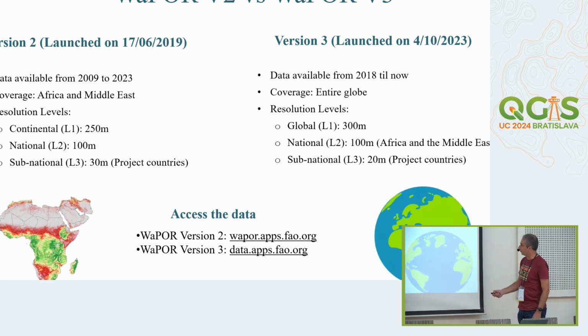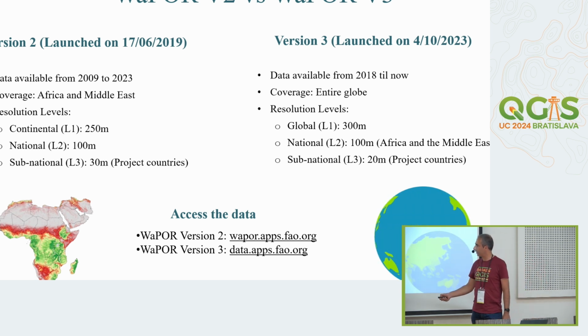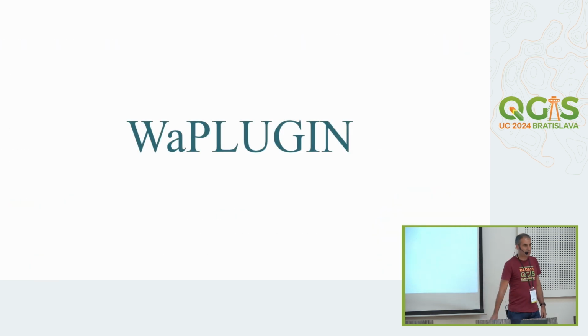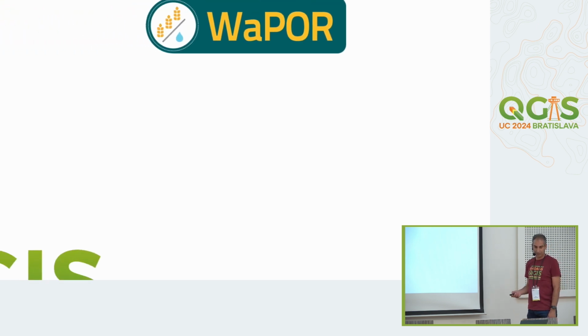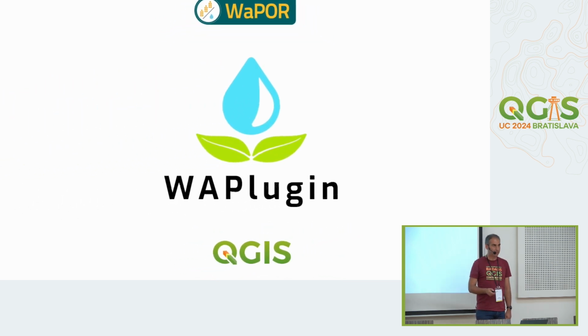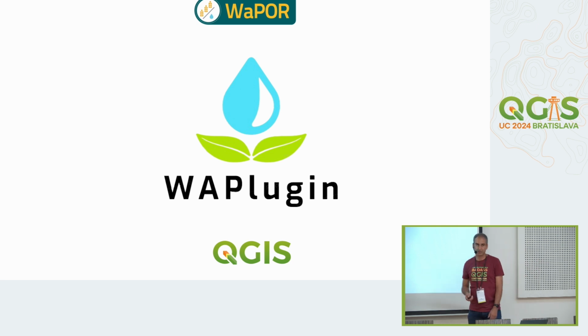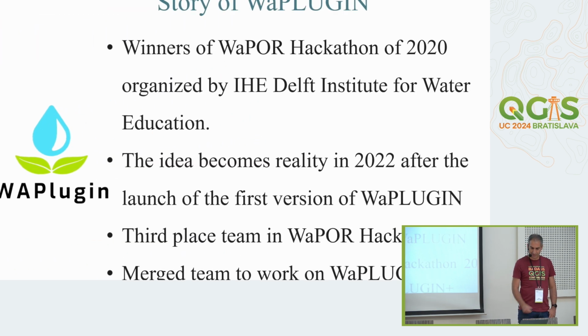So for now, there are 2 websites that you can access. WaPOR 2 is getting deprecated, but you can still access it, and version 3 is in a new link. And now what the WaPlugin team did was provide a connection between WaPOR and QGIS through their plugin to make it easier for GIS analysts to ingest the data instead of going to the website and using online tools to select the data and clip and download it in some formats, but to have a direct link with QGIS.